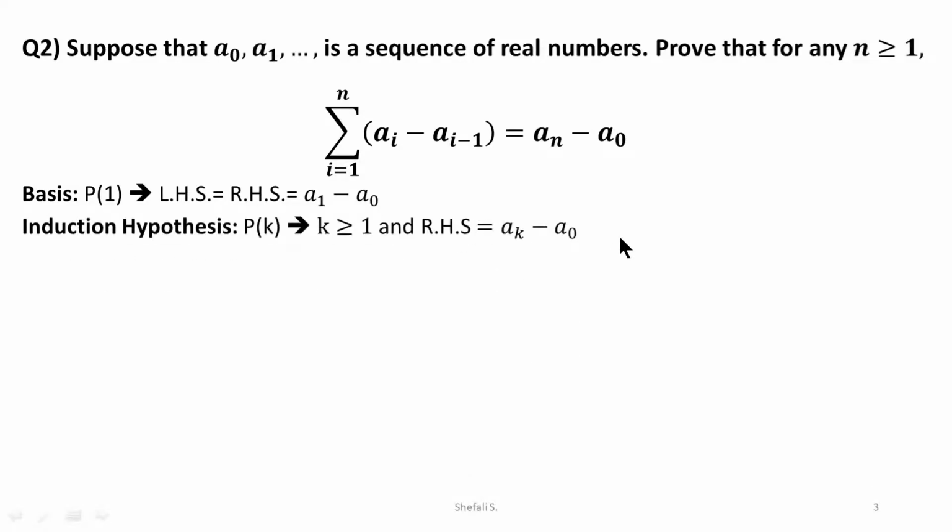Now we'll move to the next step, which is the induction hypothesis, required for the predicate involving integer k, where necessarily k is greater than or equal to the base value. In this particular example, the base value is 1. So we can write down the summation from 1 to k in the right hand form, ak minus a0, which is the hypothesis, which is the induction step.